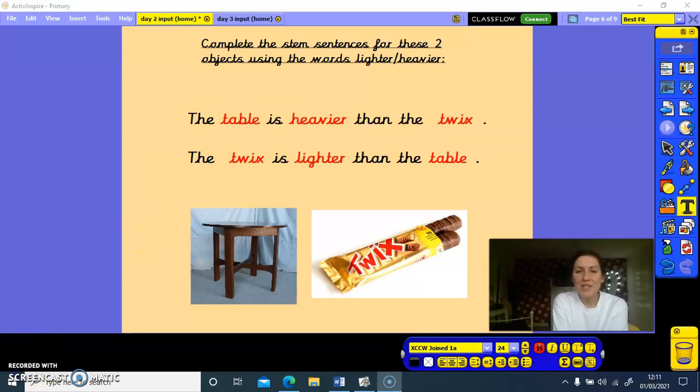Good job, guys. So you should have put either way around, it doesn't matter. I'm going to start with table. The table is heavier than the Twix, and the Twix is lighter than the table. It would be a lot easier to pick up and eat that delicious Twix than to try and pick up the table. So the table would be heavier.